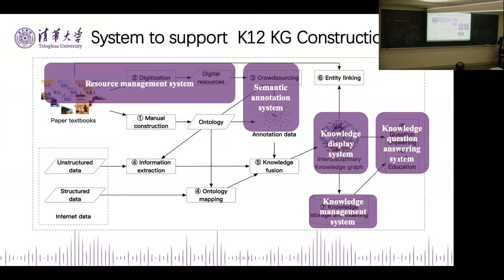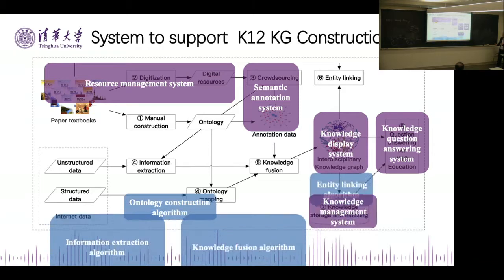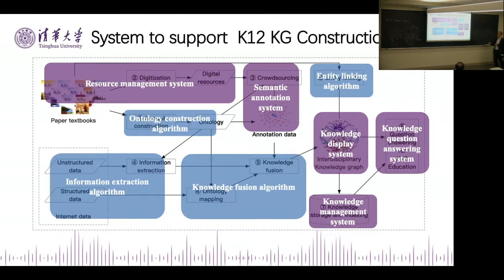And we also develop some systems to support this K-12 KG construction. We have the resource management system, semantic annotation system, knowledge display system, knowledge management system, and the knowledge request structuring system. And we also research algorithms for entity link, knowledge construction, information extraction, and knowledge fusion.